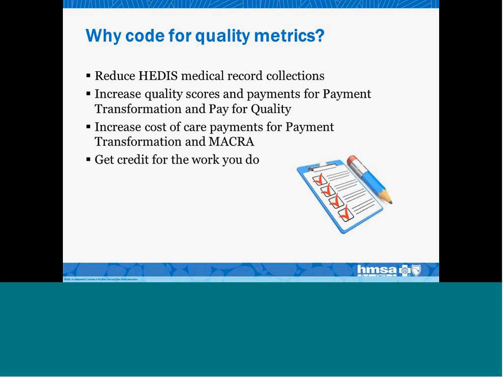Okay, so why would you code for quality metrics related to STARS or related to HEDIS, which is overlapping? For one thing, it reduces HEDIS medical record collections if you code for quality metrics. Not too many months ago, you may have had someone from HMSA or some of our fellow health plans making phone calls to your offices asking for medical records. For many of those records, if the coding is included on the claims you send to us, we don't need to come to your offices and collect those records. And so that can reduce the burden on your office right there.